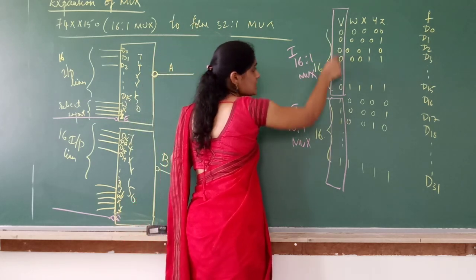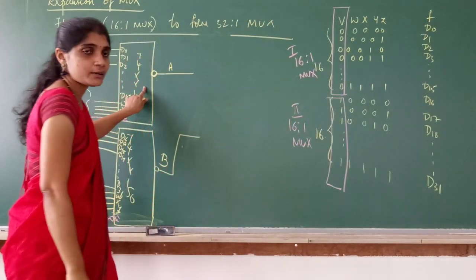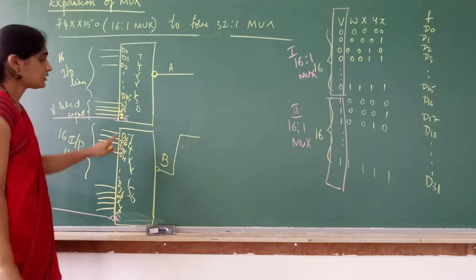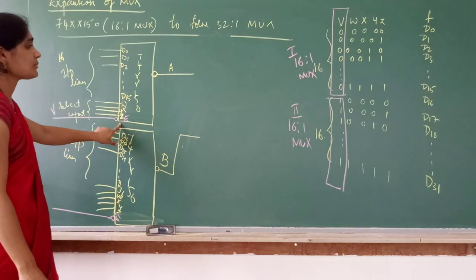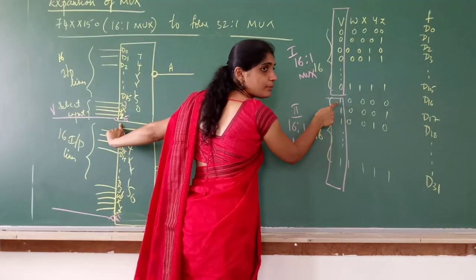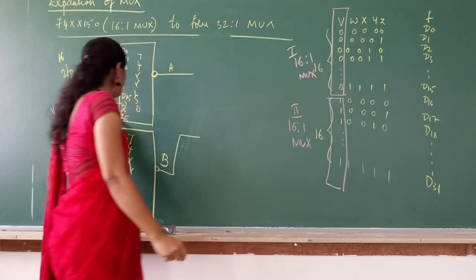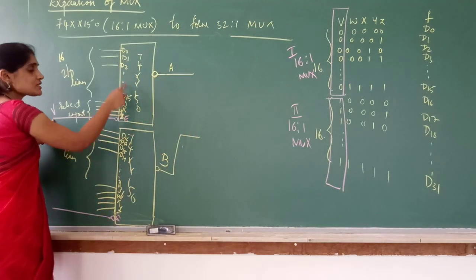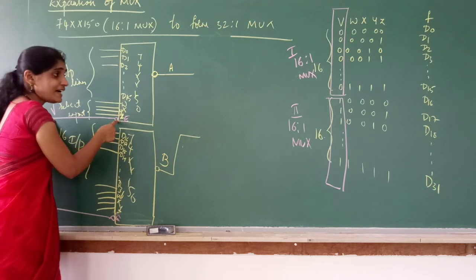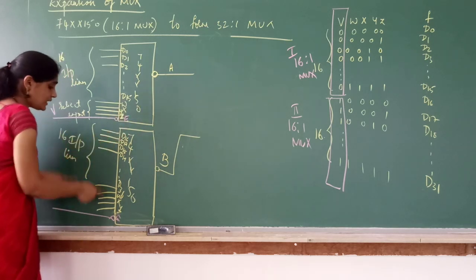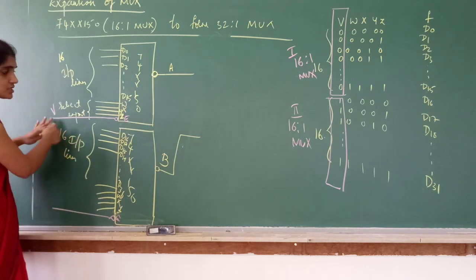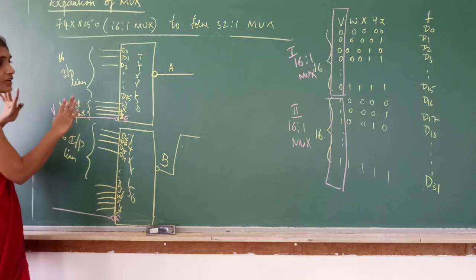So if V is 0, the first mux should work. So connect the enable input to V. If V is 0, the first enable input will work, the first mux will work. For the next 16 combinations, V will become 1 automatically. So when V becomes 1, this mux is inactive. It is not active as you have given 1 to enable. But when V is equal to 1, this mux should work. So I need to do something here. Some connections, modifications have to be done here, but this is the logic.